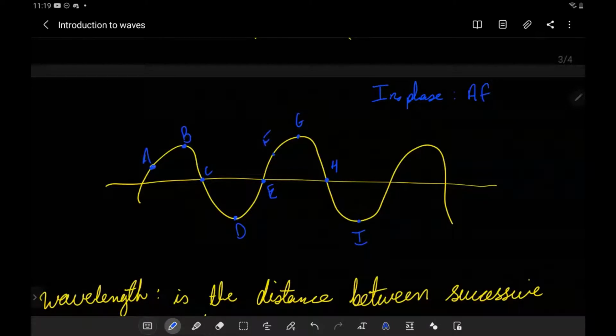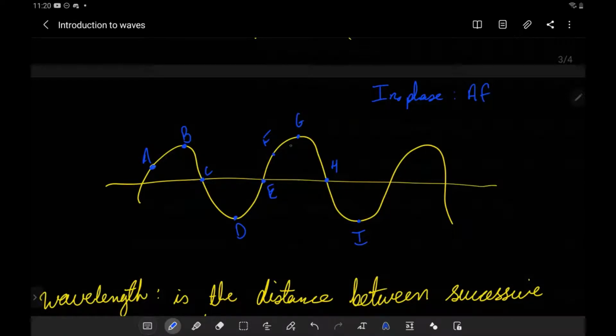B and D are out of phase because they are exactly half a wavelength apart. So B and D is out of phase. E and H are out of phase as well because E and H are exactly half a wavelength apart, right? And C and E are also out of phase.